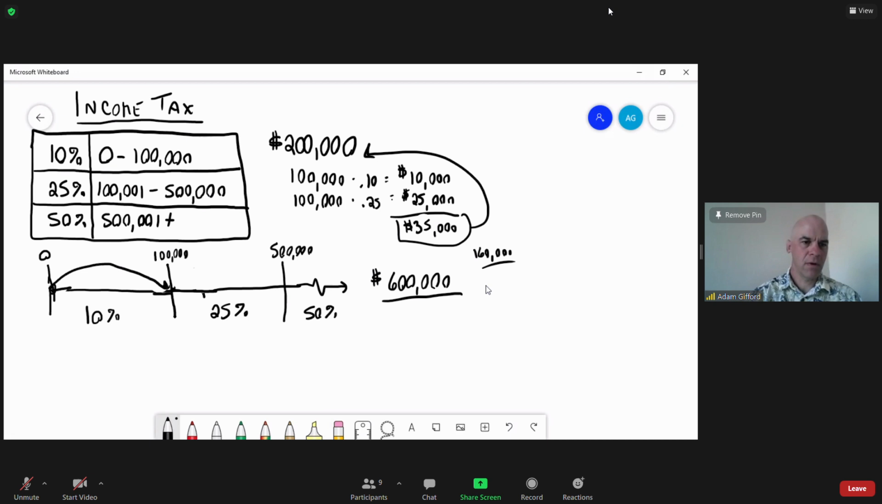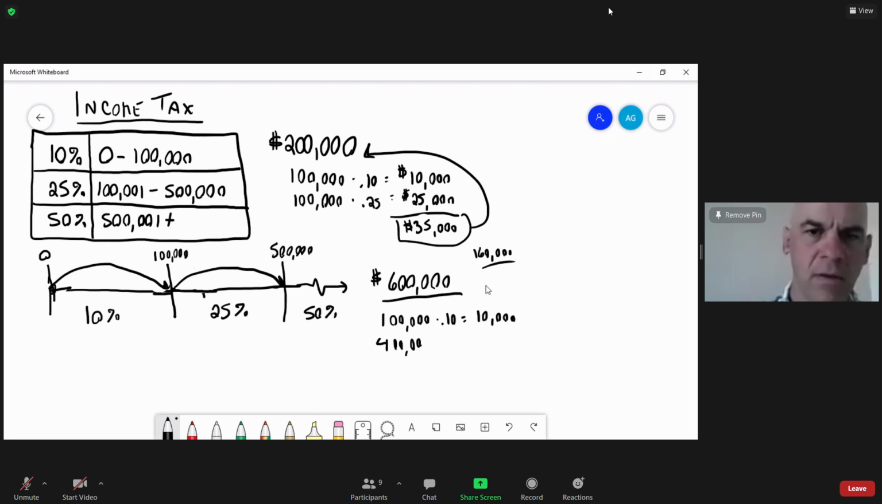Start at 0. Boom, we know that's 100,000. So we take 100,000 times 10%, and we get $10,000. We're going to go from here to here. 500,000 minus 100,000 is going to give us 400,000. Multiply that by 25%. 1/4 of 400,000 equals 100,000.